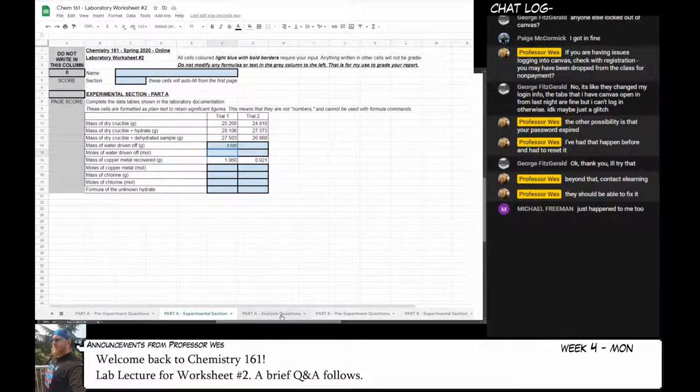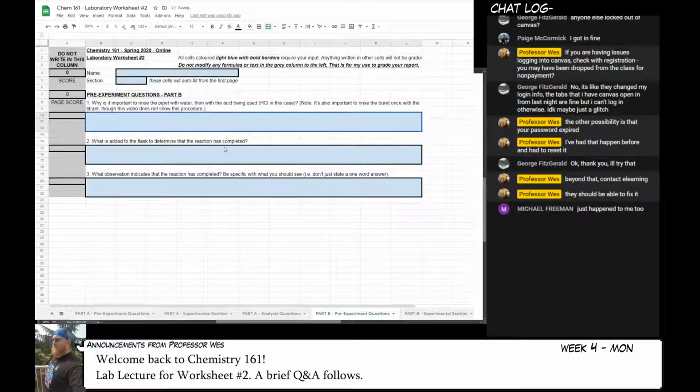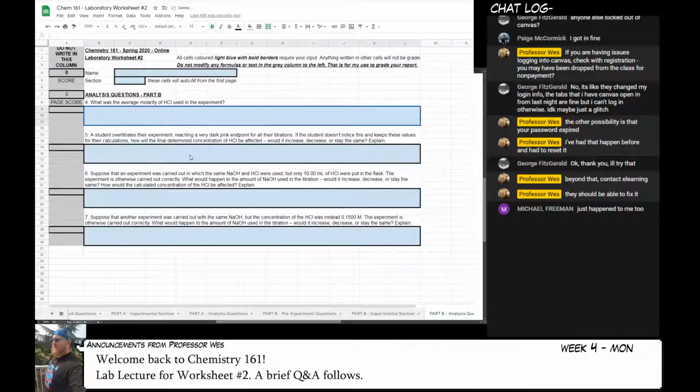All right, so that's part A, and then here's your questions again. Let me format these so that they all go to the top. Here's another table. There's the last part. And I believe that's it. Okay, so lab number 2 is pretty straightforward if you remember your 140. If not, we're going to be reviewing this content in lecture this week, so keep an eye out for that.